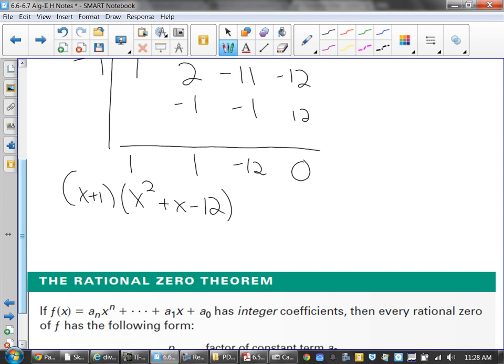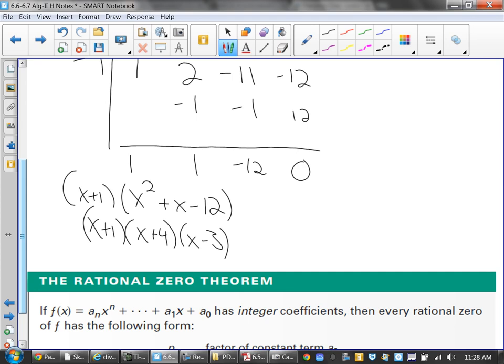Could you factor that? Yeah. What do you get? 4 and negative 3. So then you just found the other two. Correct. You don't necessarily need to continue using synthetic division. If you want to, go for it.